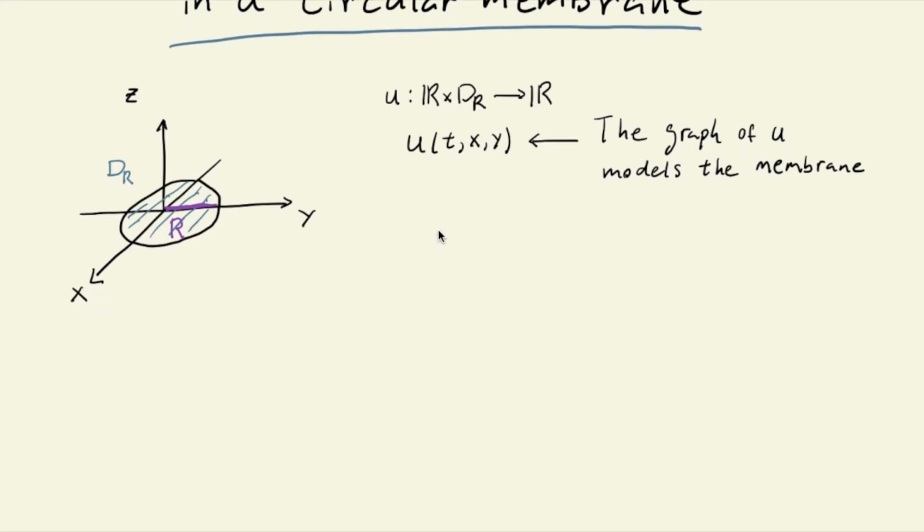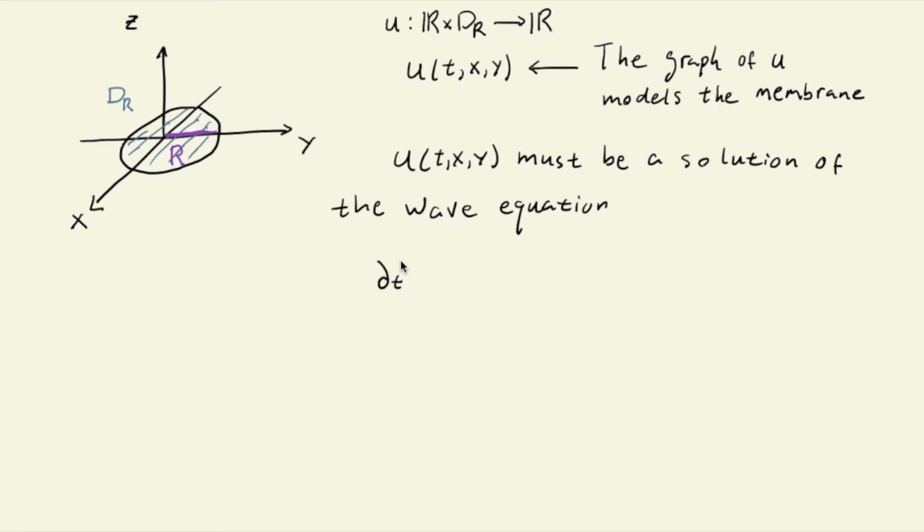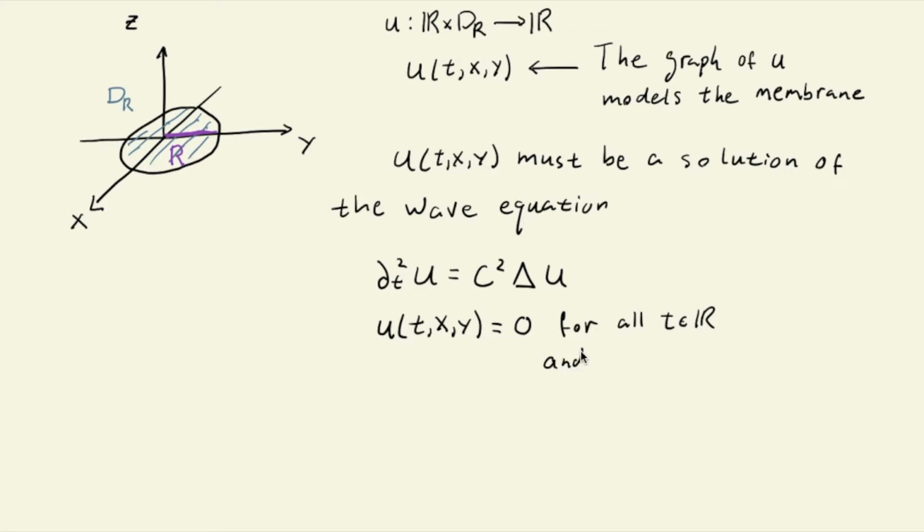And we know that this function is going to have to solve a 2D wave equation. So u(t, x, y) must be a solution of the wave equation, which is partial t squared of u is equal to c squared Laplacian of u, and we're going to assume that the membrane is fixed at the frame, so this function is equal to 0 for all time and for x, y in the boundary.